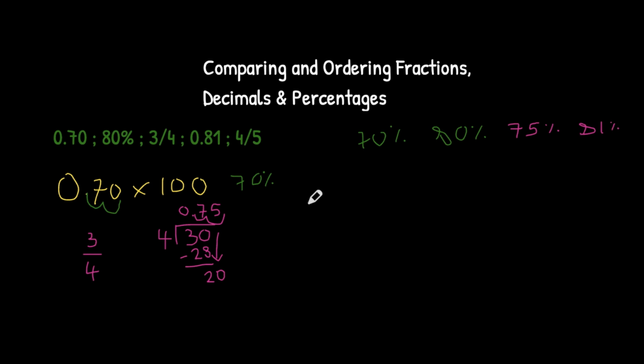Okay, so we're only left with 4/5. We use the same method where we put the denominator outside and we put the numerator inside. And we say 5 goes into 4, it can't. We put a 0 point, then we add a 0, then 5 goes into 40, 8 times. So that's another 80%.